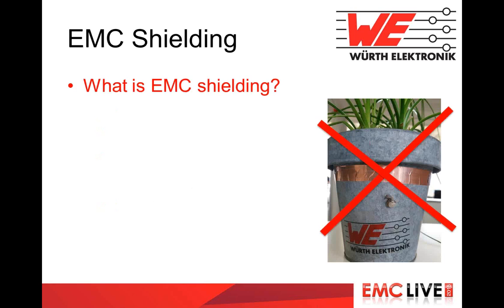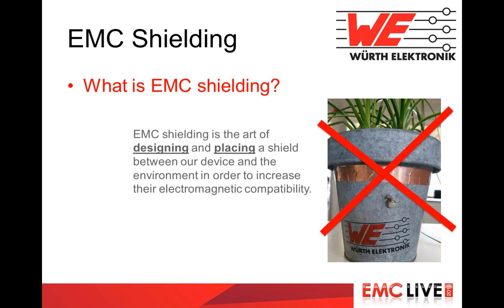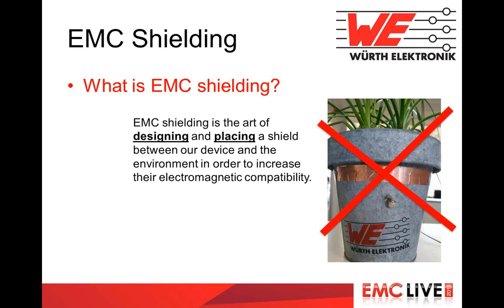So what is EMC shielding? Well, shielding is not just placing copper tape everywhere. Copper can be useful sometimes when properly used, but shielding is much more than that. We could say that EMC shielding is the art of designing and placing a shield between our device and the environment in order to increase the electromagnetic compatibility. So something a little bit more complex than just taping the copper tape.